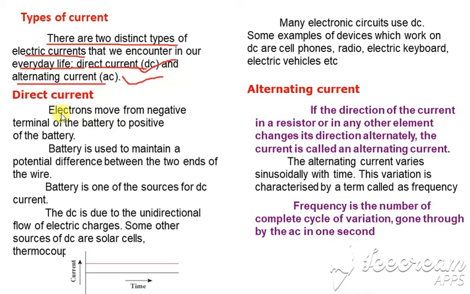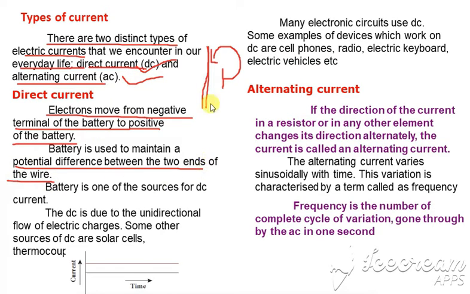In direct current, electrons move from the negative terminal of the battery to the positive terminal. In the battery, this is the positive terminal and this is the negative terminal, so the electrons move from negative to positive. Battery is used to maintain the potential difference between the two ends of the wire, and the battery is one of the sources of DC. The battery is the main source of DC, which is direct current.